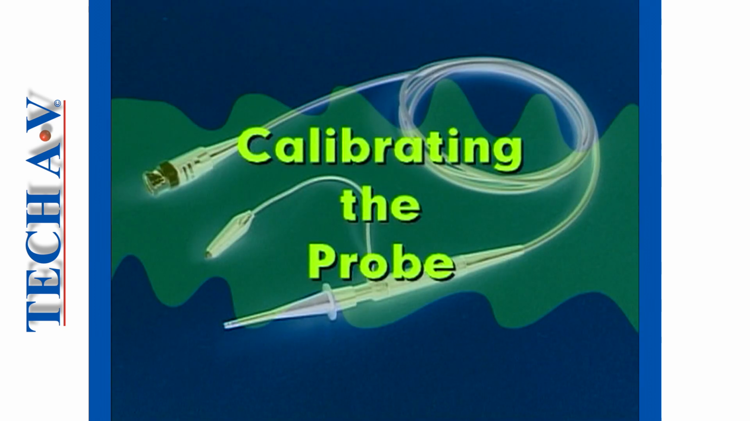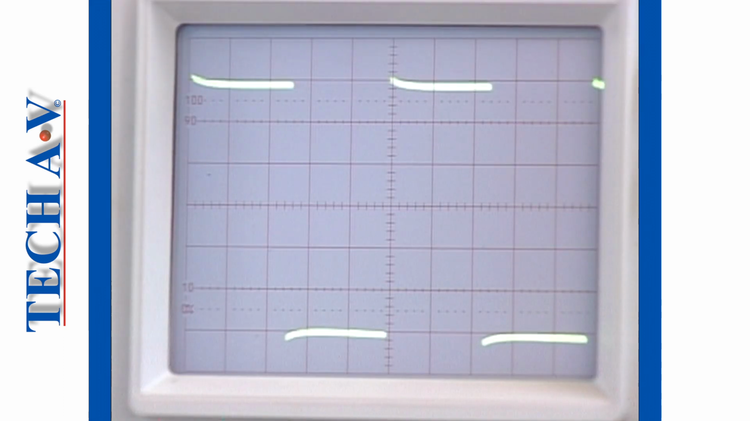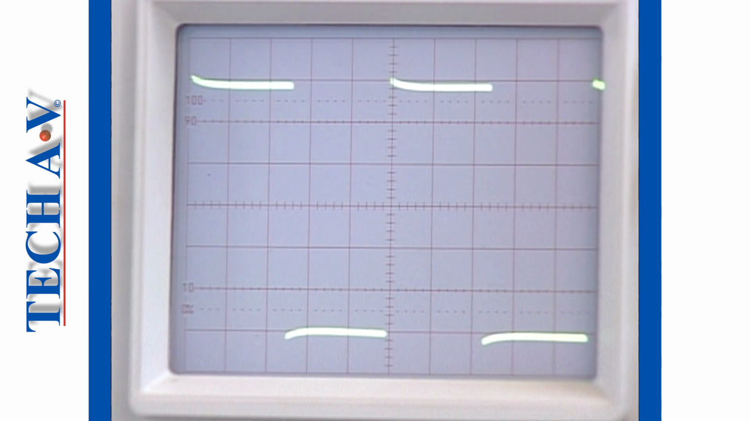Let's begin with calibrating the voltage attenuator of the probe. Attach the probe to the probe adjust facility on the scope. Remember that the amplitude of a signal is displayed by a deflection of the trace up and down the screen and is expressed as a voltage.